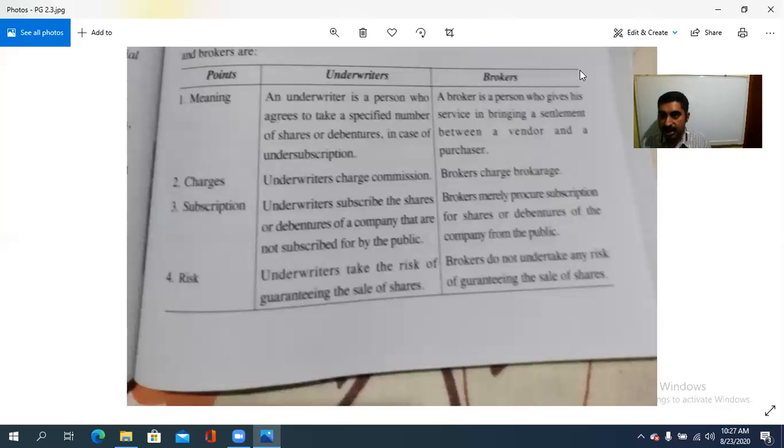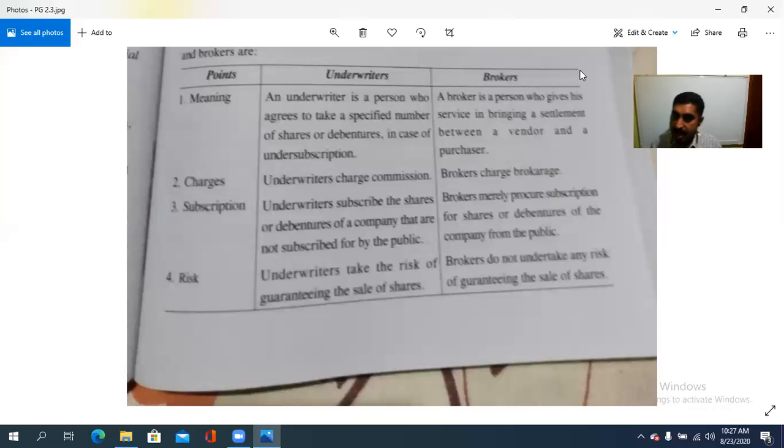That is the case of underwriter, while a broker, in between a vendor and a purchaser, brings about a settlement regarding one service. That is the broker. An underwriter gets or charges commission for the work done, while a broker charges brokerage for the work done.